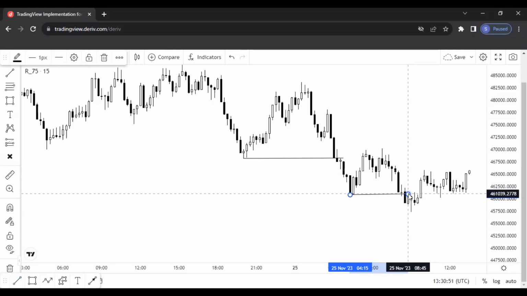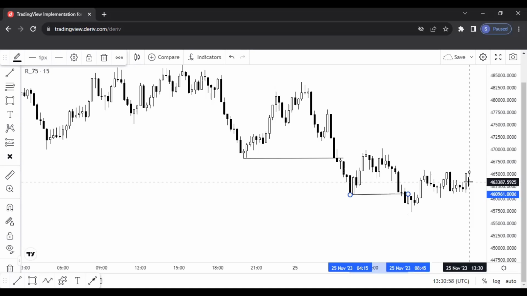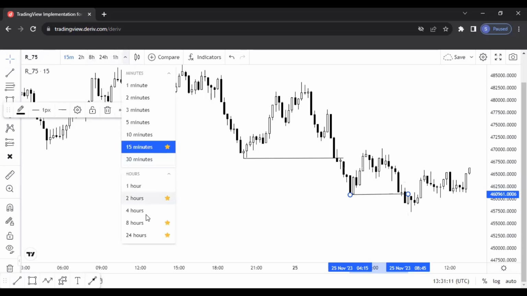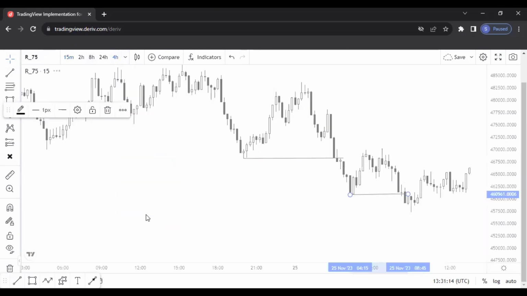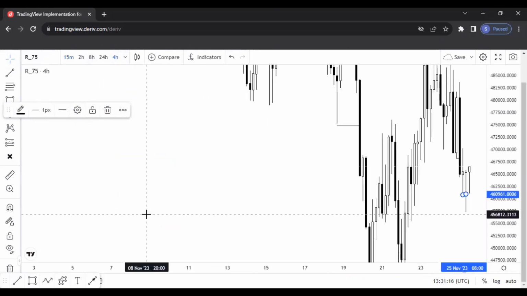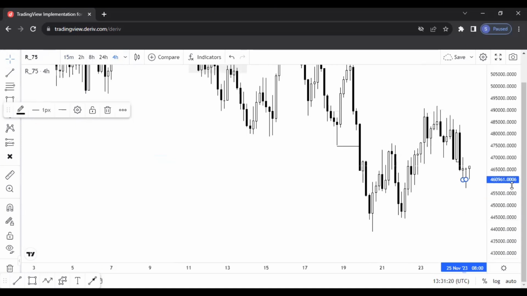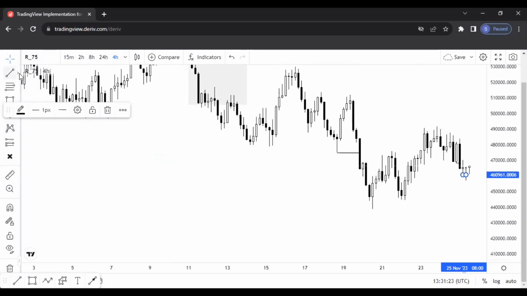Then for scalpers, you're getting an entry for a sell. You can see that your 15 minutes is aligned with the 1 hour time frame. Then let's check the 4 hours time frame also. For a scalper, your higher time frame is 4 hours. You can see that we are also in a downtrend.